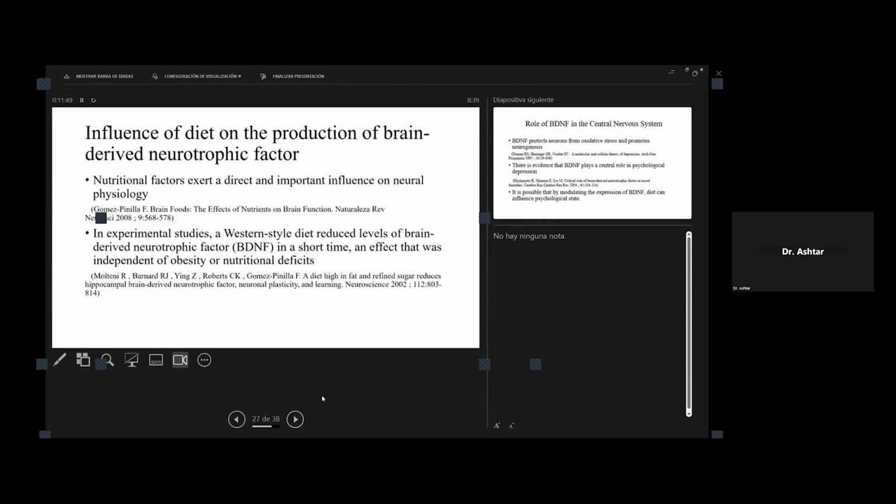Influence of diet on the production of brain-derived neurotrophic factor. Nutritional factors exert a direct and important influence on neural physiology. In experimental studies, a Western-style diet reduced levels of brain-derived neurotrophic factor, BDNF, in a short time, an effect that was independent of obesity or nutritional deficits.